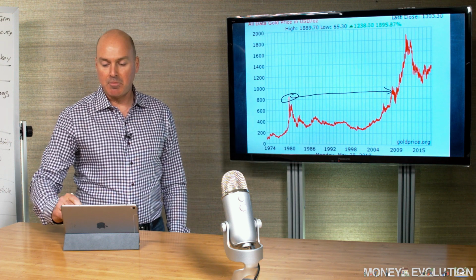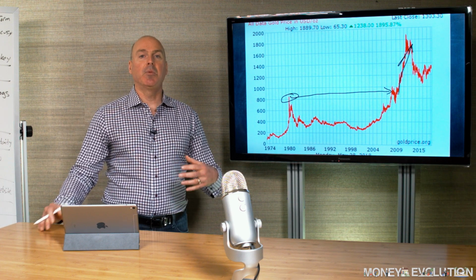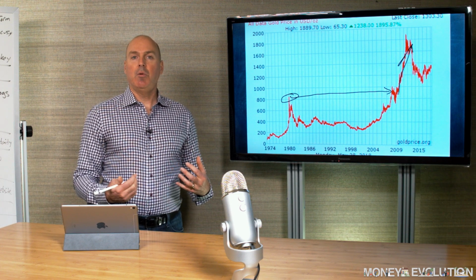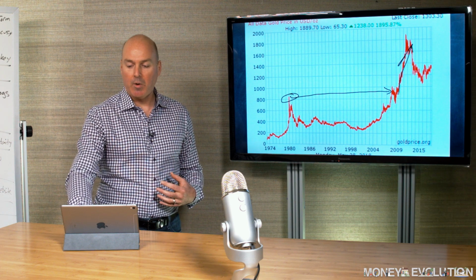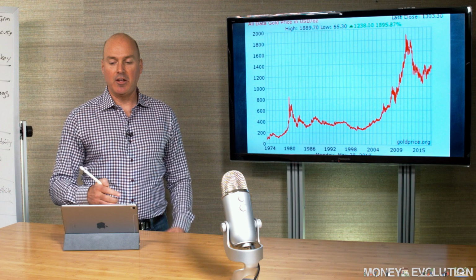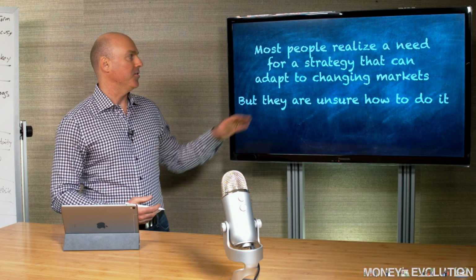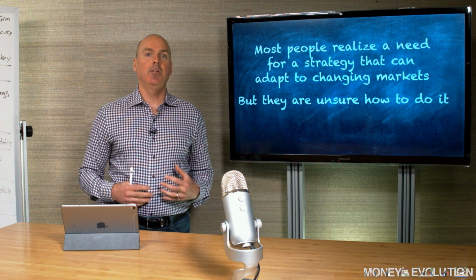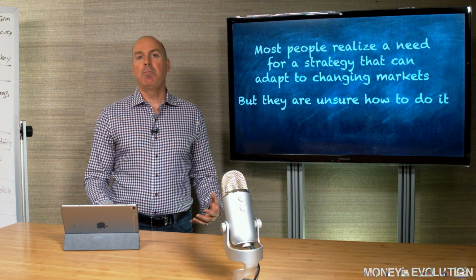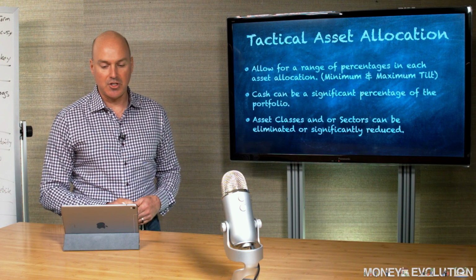And then it did obviously have a big run up, and now it's been a little volatile all over the place. But it hopefully shows you the case for why we might want certain asset classes or certain sectors of the market excluded. So I think most people probably recognize that there's a need for a strategy that can adapt to changing markets. Most people, however, are unsure exactly how to do that. So that's where tactical asset allocation comes in.